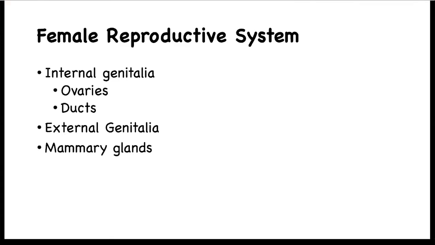Reproductive organs visible from the outside make up the external genitalia. This video will also cover the accessory organs, the mammary glands. Let's begin with the external genitalia. They are known as the vulva.